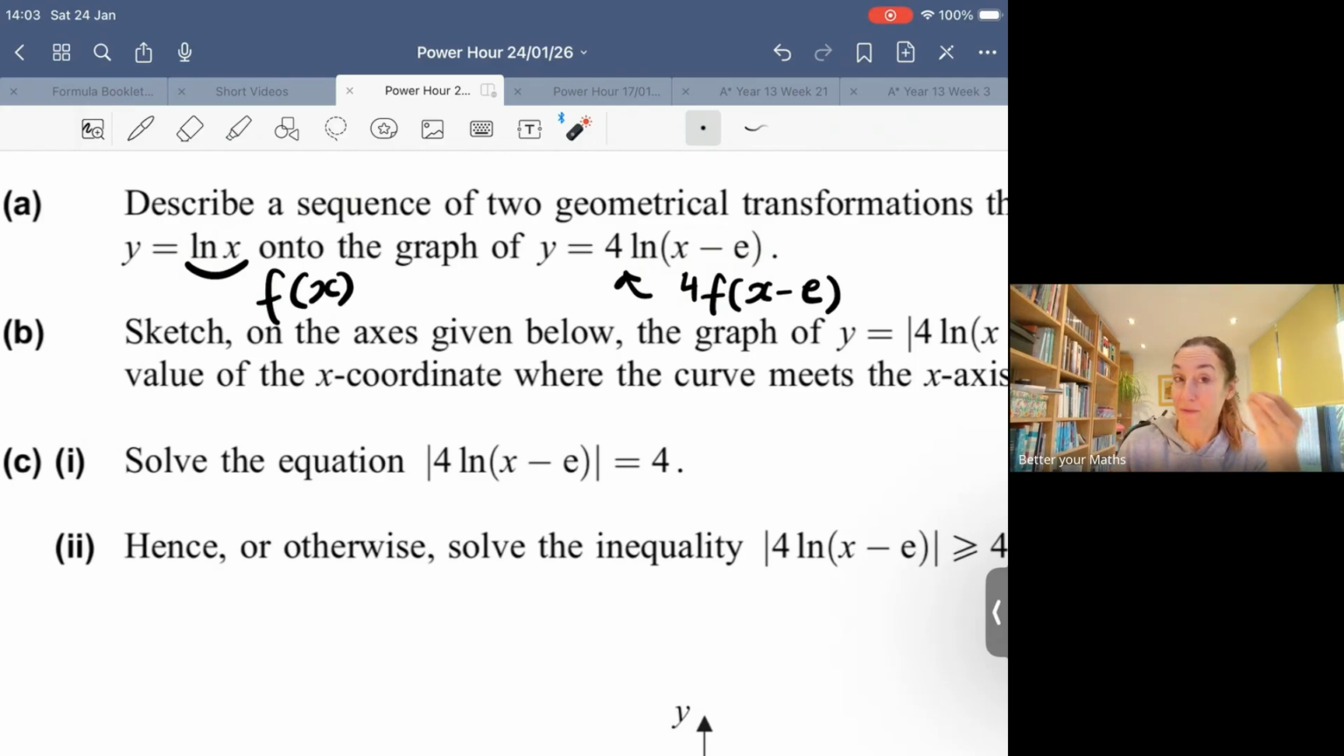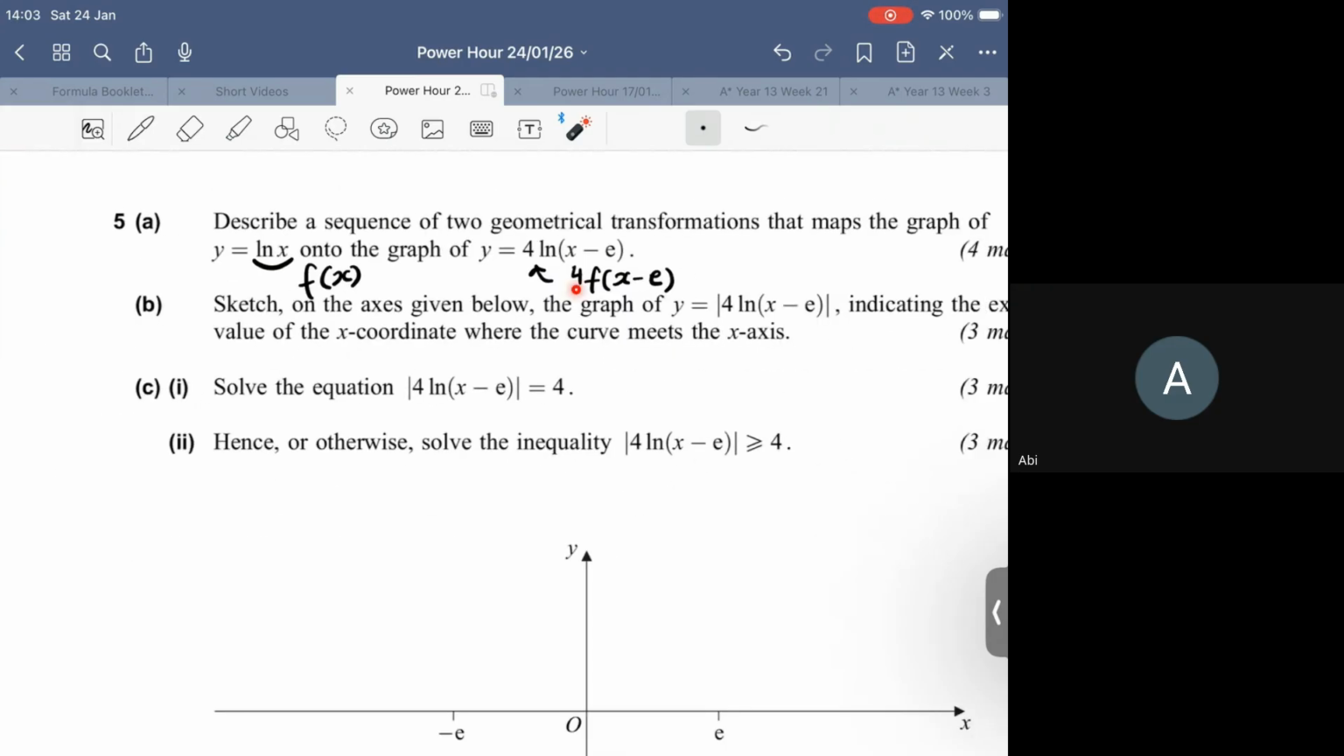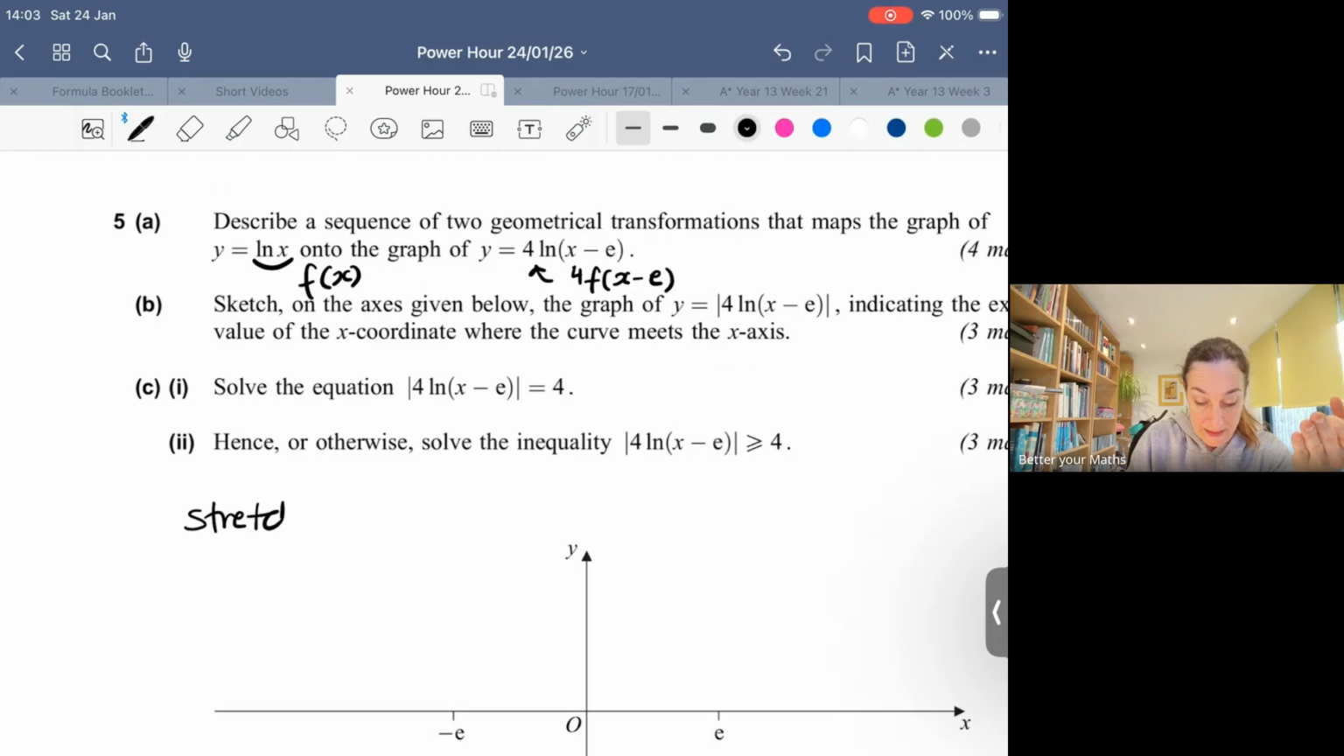And now, what transformations are those? We have 2 transformations. What is this one? Abby, what am I doing when I multiply my f by 4? You're stretching it 4 times. In which direction? Exactly. So when it's a stretch, you have to say in which direction and the scale factor. So it is a stretch in the y direction and the scale factor is 4.